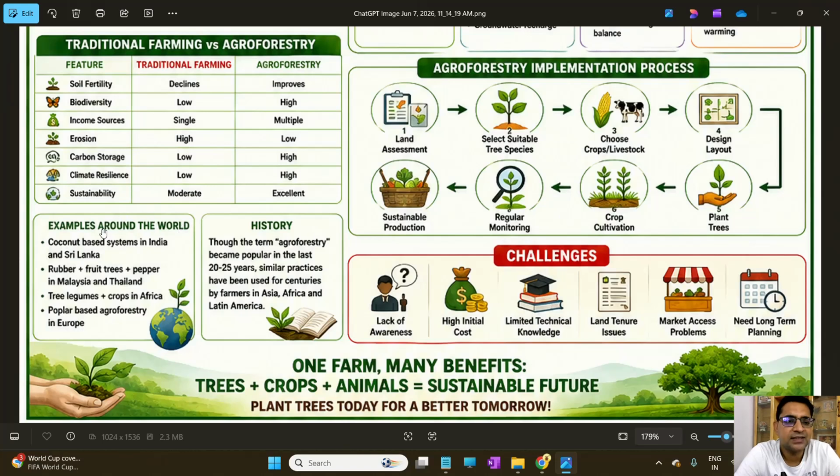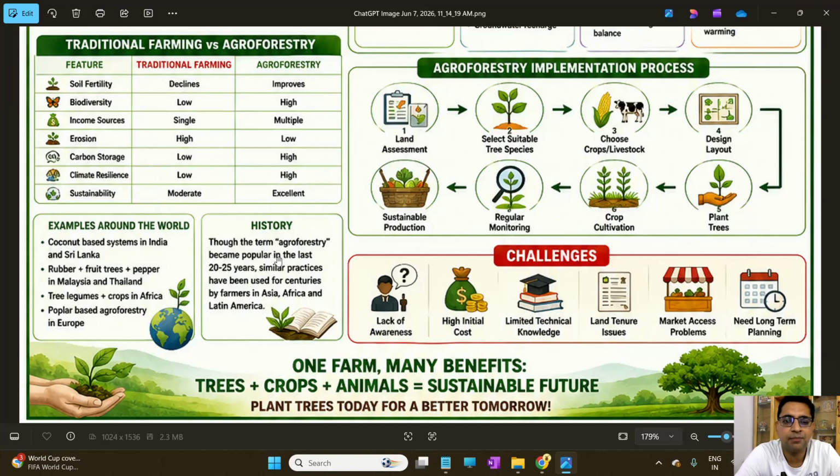There are various examples around the world producing agroforestry, like the coconut based system in India and Sri Lanka, rubber plus fruit trees plus pepper in Malaysia and Thailand, tree legumes plus crops in Africa. These are all popular agroforestry systems, as well as in Europe. What is the history of agroforestry?